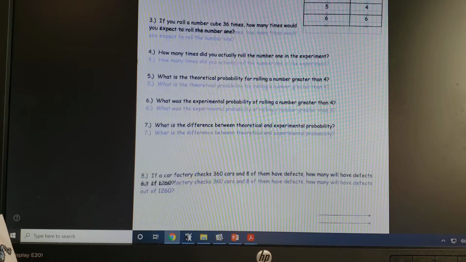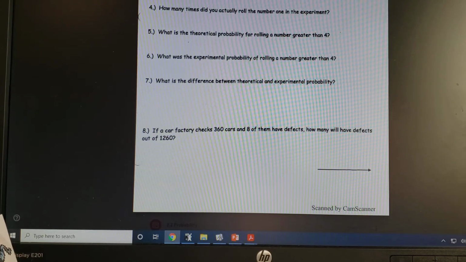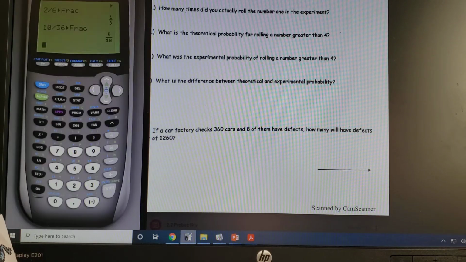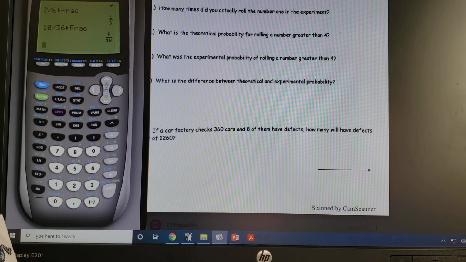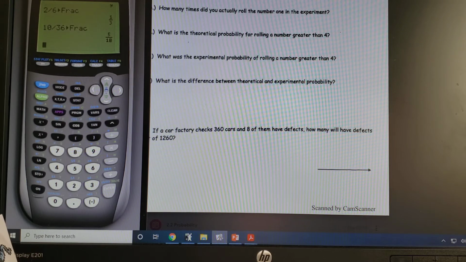Alright, and then the last one, totally random. Okay? I don't know why I have this on here, but we're going to do it anyways. So if a car factory checks 360 cars and 8 of them have defects, how many will have a defect out of 1,260? So yesterday, Dan helped me out with this one.